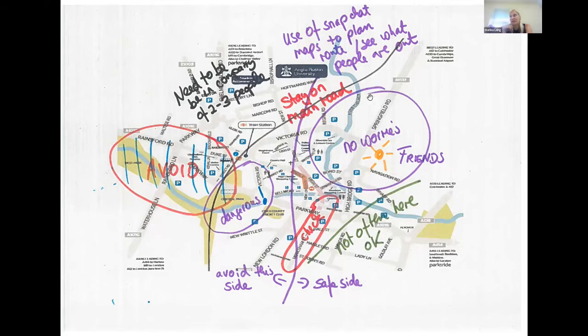He wouldn't look around and plan his route. So he had a safe side and a danger side, so to say. And we then realized, because at the top it says use of Snapchat maps to plan route or see what people are out. So me being older, I don't really use Snapchat, only to contact my son, to be fair. But on Snapchat, you can apparently see other people who use Snapchat walking around, or where their location is.